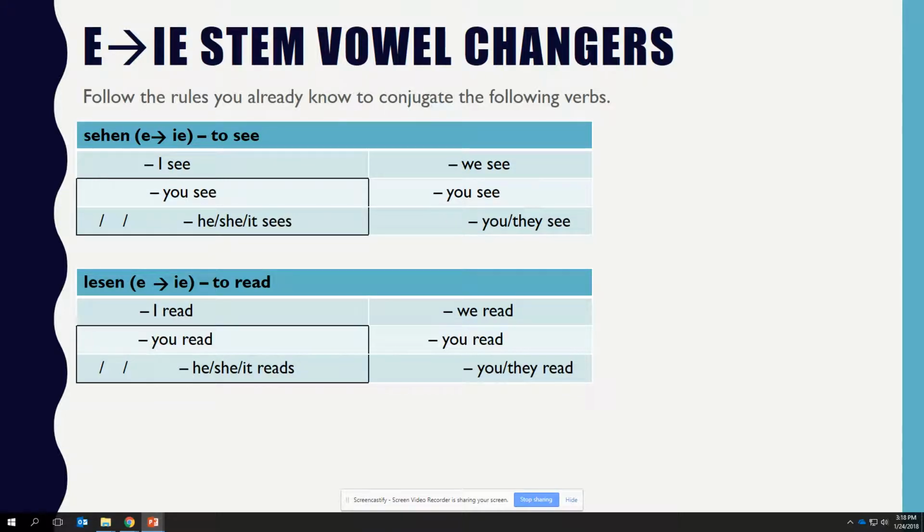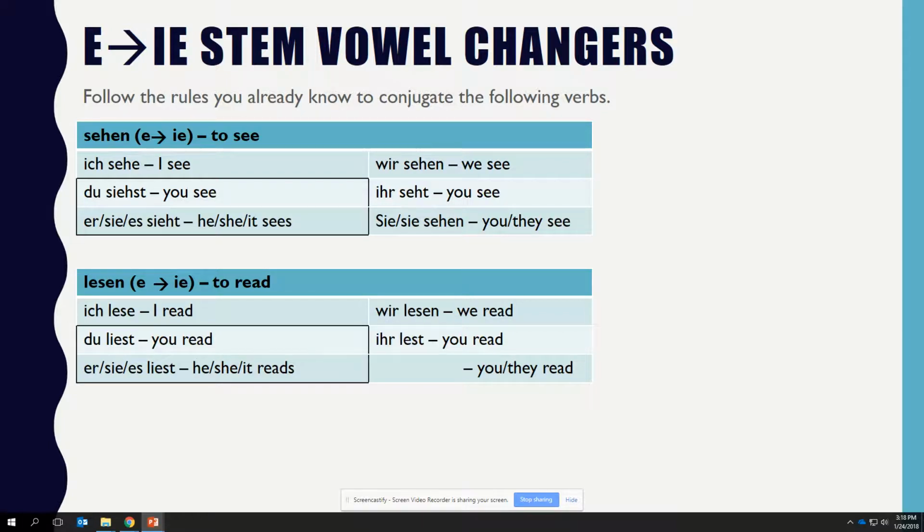Follow the rules you already know to conjugate the following verbs. They both conjugate like normal, more or less. You should have ich sehe, du siehst, er/sie/es sieht, wir sehen, ihr seht, sie and Sie sehen. Ich lese, du liest, er/sie/es liest, wir lesen, ihr lest, sie and Sie lesen.